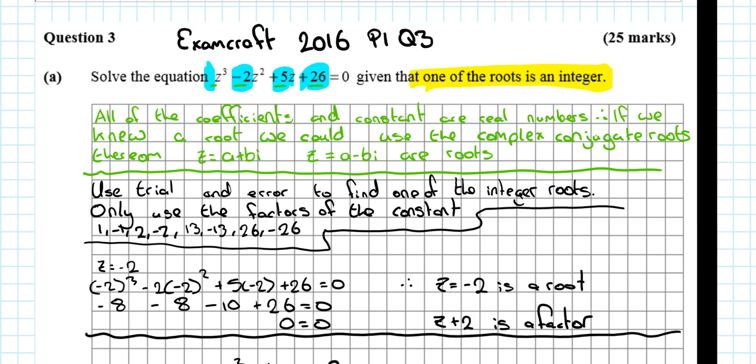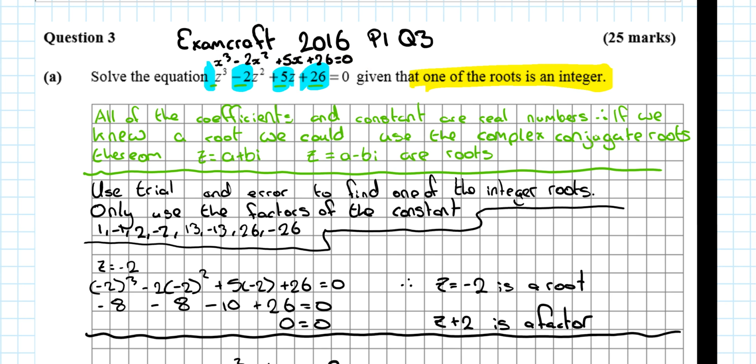So the fact that one of the roots is an integer is really interesting. We can use, as if it was just a normal algebra equation, we could go x cubed minus 2x squared plus 5x plus 26 is equal to 0. We could put that into our calculator and use the table function to actually find one of the roots.